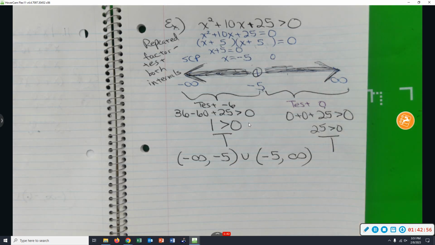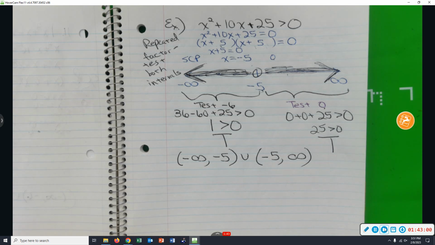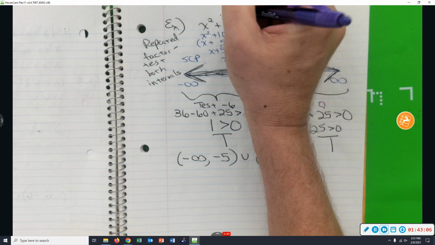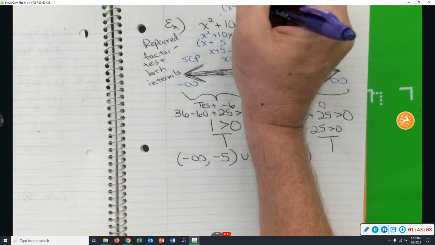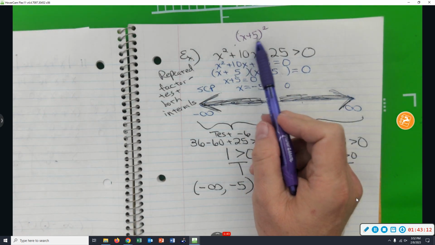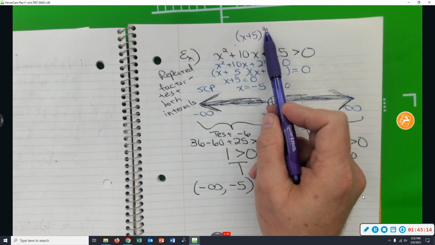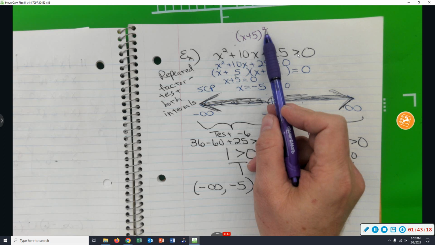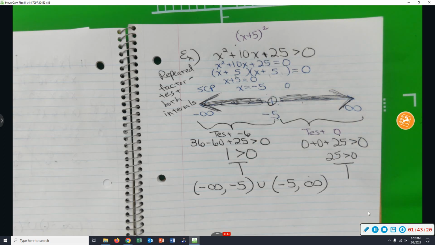Okay. In a way, if you think about it, that's saying x plus 5. If you wrote it with an exponent, that's x plus 5 squared. No matter what you plug in here, when you square it, it's going to stay positive. It's those even exponents that mess up stuff.